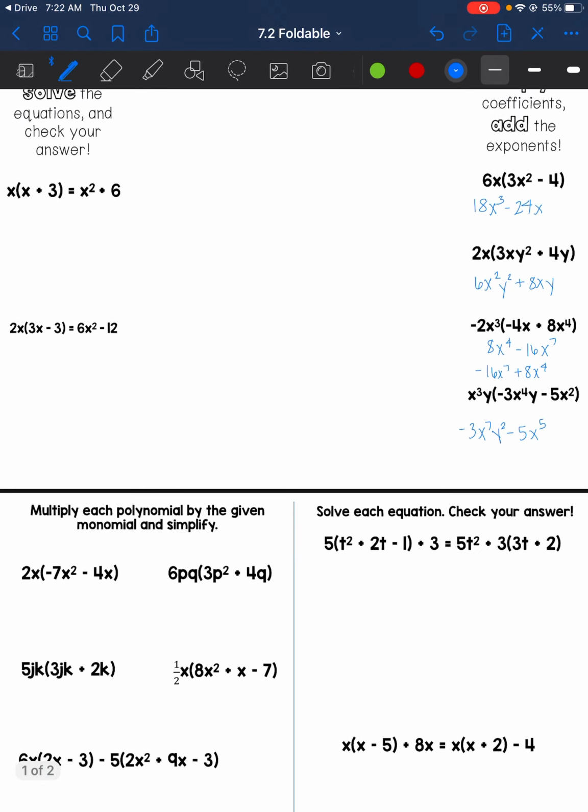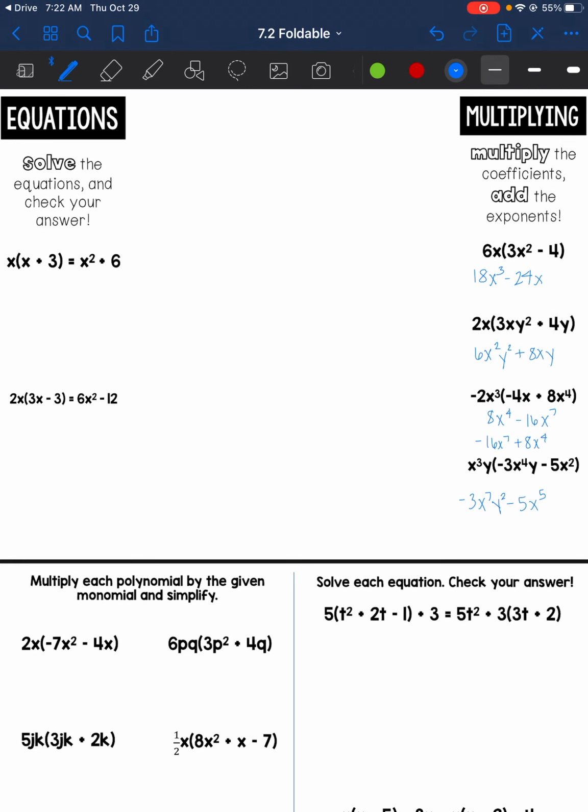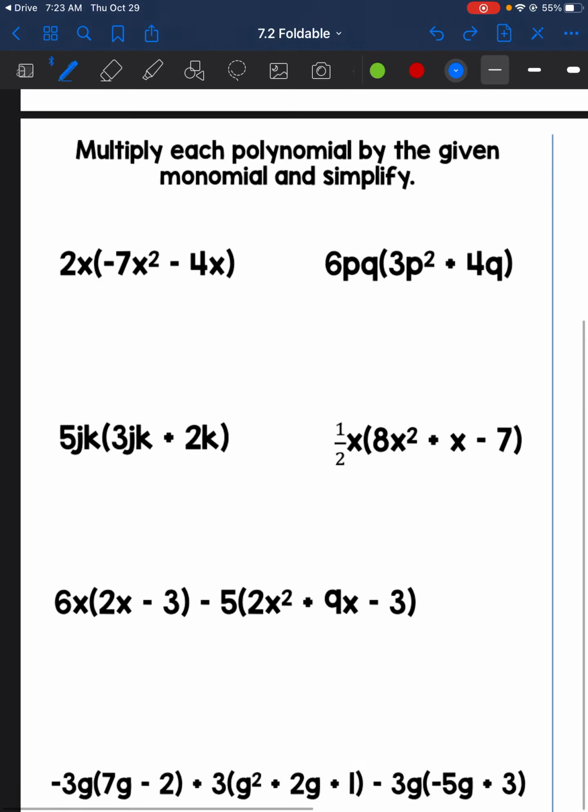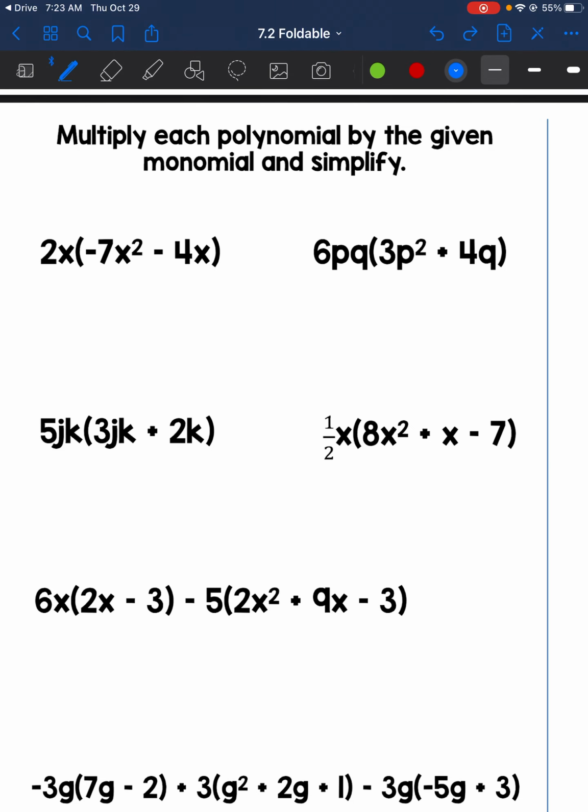Okay, and then I'm going to move down to the inside. So when you open your foldable, when you open this flap here, you're going to find these problems. Okay, it just looks a little backwards the way that I have it. So let's look at these ones. Multiply each polynomial by the given monomial and simplify. Okay, so we're going to take this monomial, multiply it like this. 2 times negative 7 is negative 14. We have x cubed. 2 times negative 4 is negative 8, x squared.